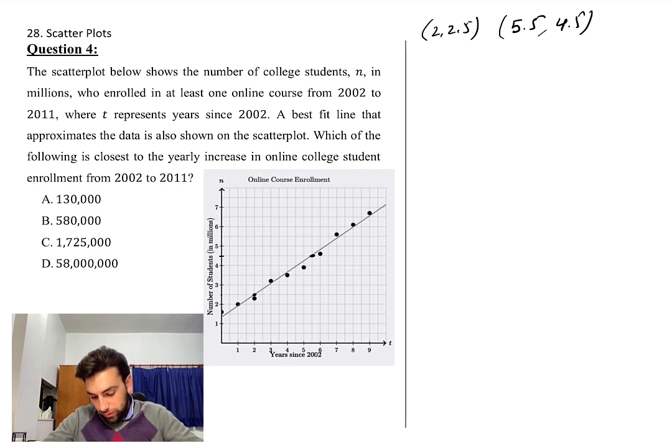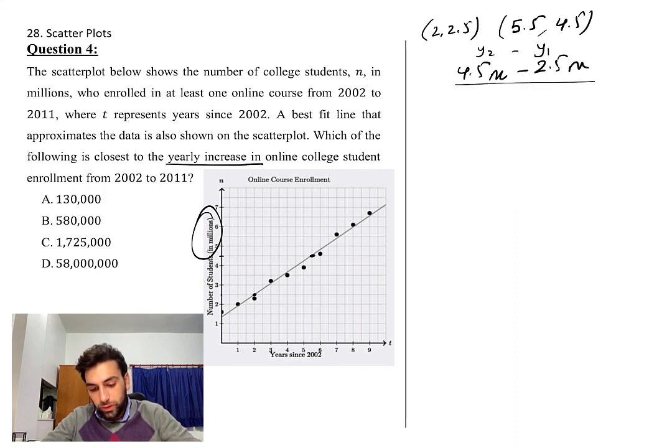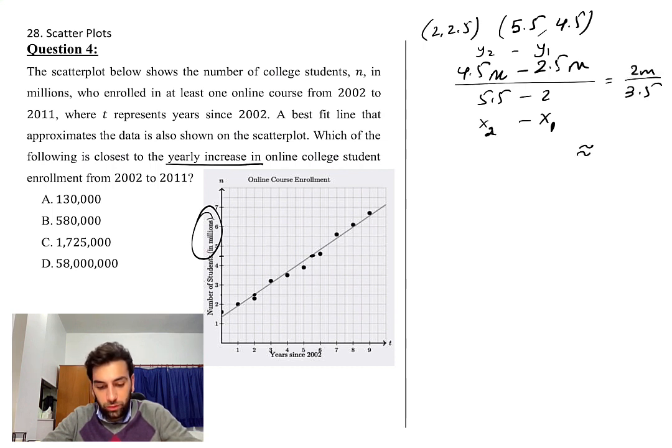In order to calculate the yearly increase, we need to calculate the slope, which is 4.5 million, since the data is in millions. So let's write m and we'll convert later on, minus 2.5 million, so that's y2 minus y1, over x2 minus x1, which are the values of 5.5 minus 2, and this would give me 2 million divided by 3.5, which is approximately equal to 0.571 million.